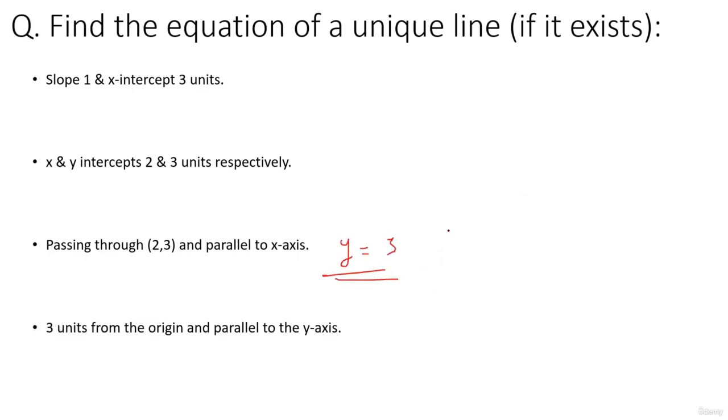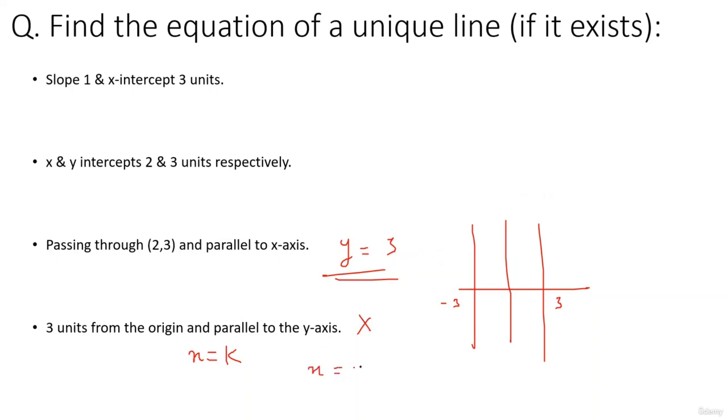Going on further, 3 units from the origin and parallel to the y-axis. Okay, as we saw previously, if a line is parallel to the y-axis, the equation kya hoga? X is equal to k, constant. Okay, now it is 3 units from the origin, right? Ab guys, दो possibility बन सकती है. It can be -3 से पास होने वाला या फिर +3 से पास होने वाला, right? So first of all, you don't have a unique line here. You have two set of lines, and those lines are x is equal to plus or minus 3. Okay, you can also say it is mod x equals to 3. एक ही बात है, right?